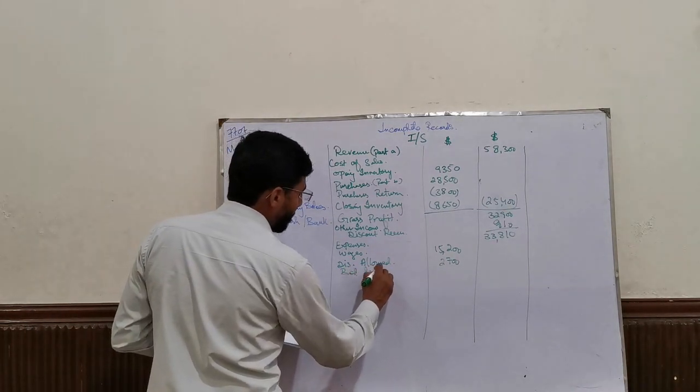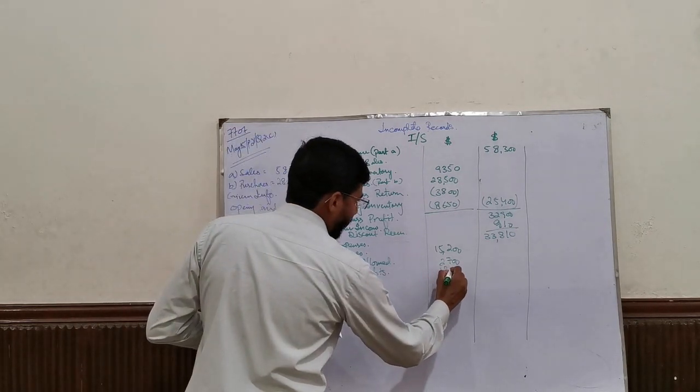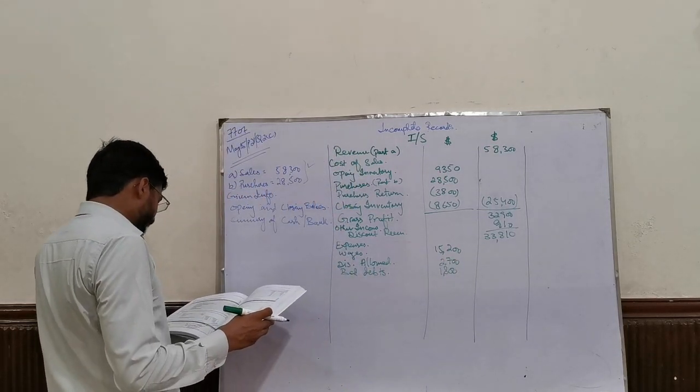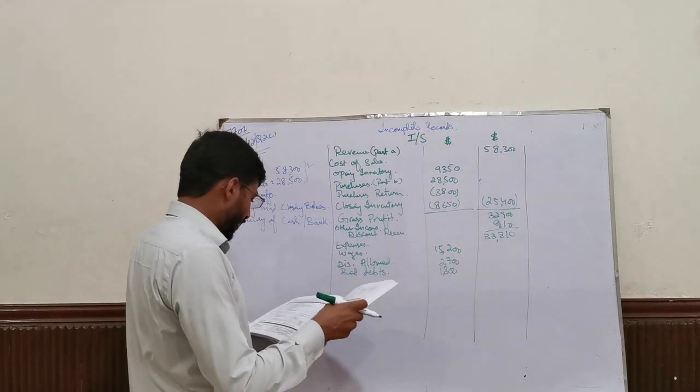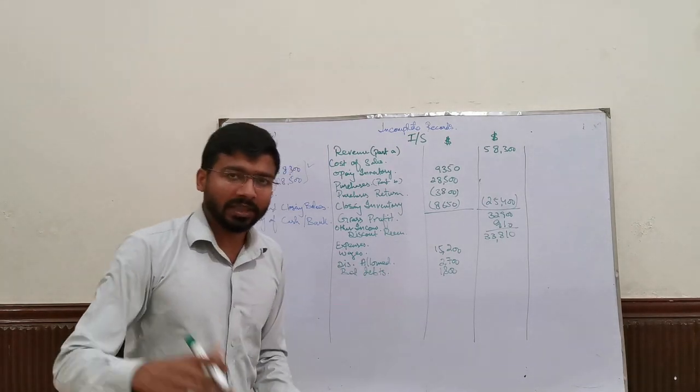Bad debts. Bad debts amount to $1,800. Now comes the working part. Now, what is the working part? What I need to do is calculate the depreciation.